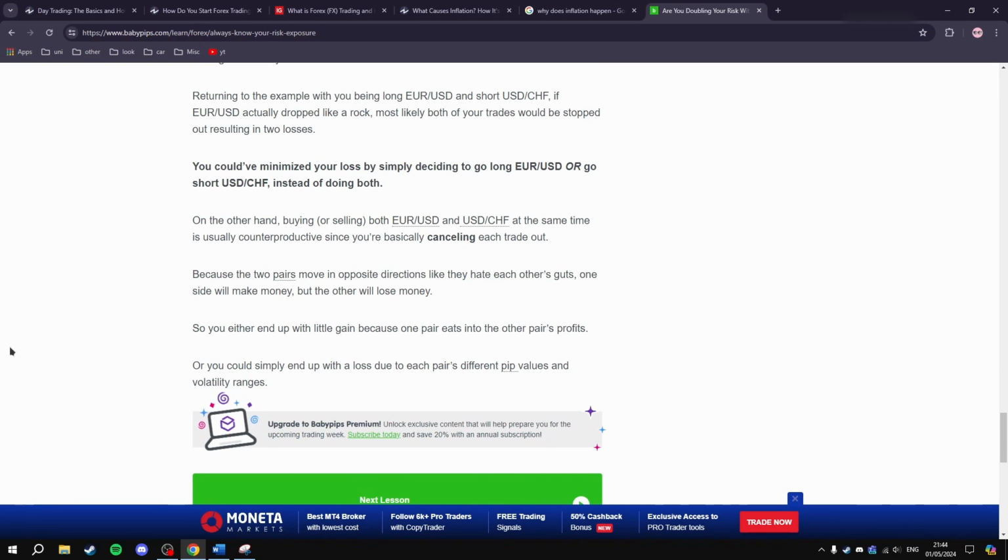On the other hand, buying or selling both Euro USD and USD CHF at the same time is usually counterproductive, since you're basically cancelling each trade out. Because the two pairs move in the opposite directions, like they hate each other's guts, one side will make money but the other will lose money. So you either end up with a little gain because one pair cancels out the other pair's profits, or you could simply end up with a loss due to each pair's different pip values and volatility ranges.